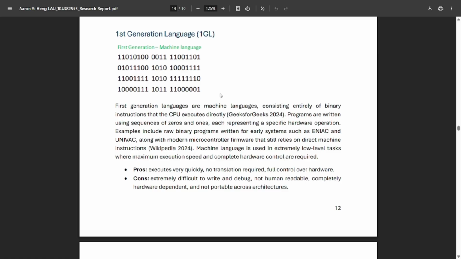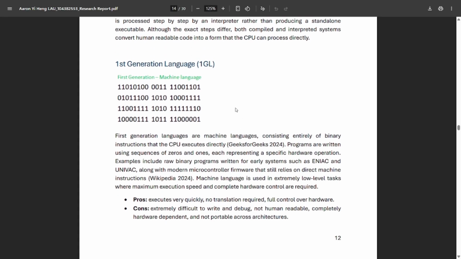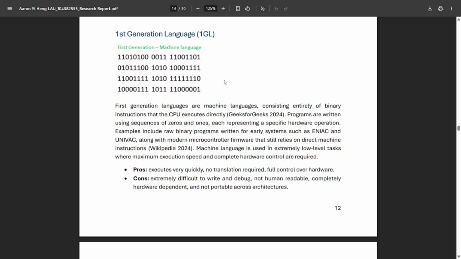Next, I will move to machine language, which is the first generation language. In this section, I continue by explaining the evolution of programming languages. This very first generation language is machine language.